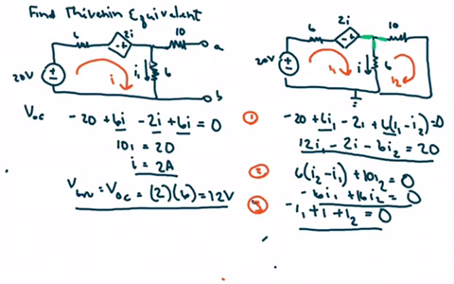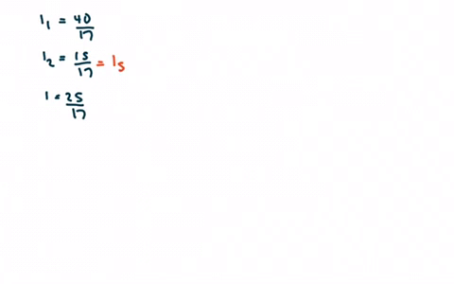So we can solve these equations, and we come out with I1 is 40 over 17, I2 is 15 over 17, and I is 25 over 17. Now we know that I2 actually equals ISC. So now we have that VOC, we already solved for that. That was 12 volts. And we know that ISC is 15 over 17 amps.